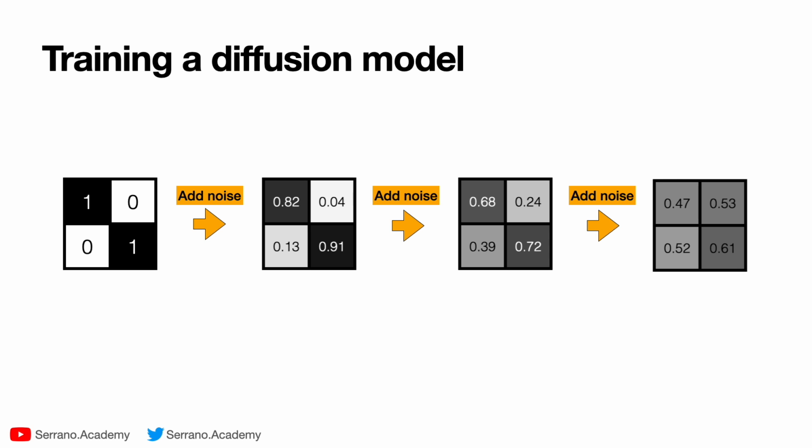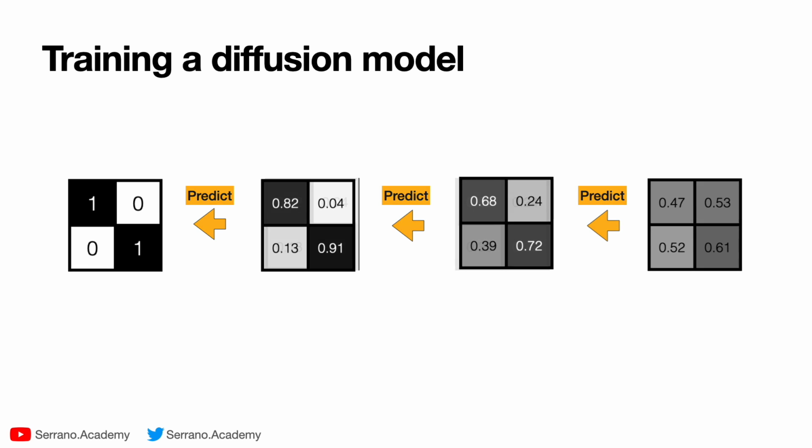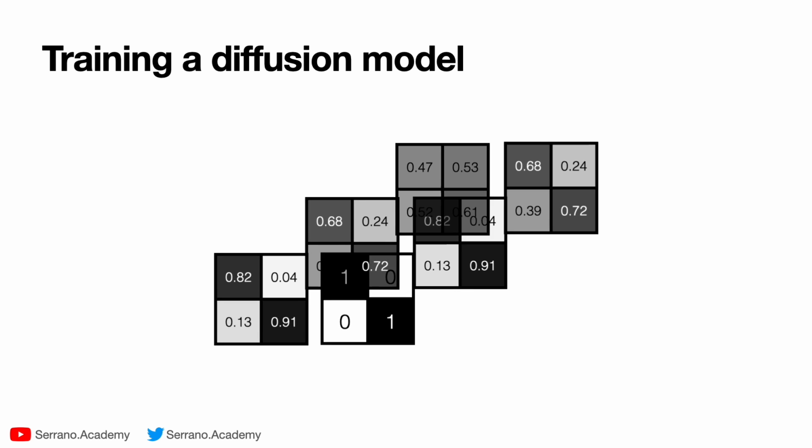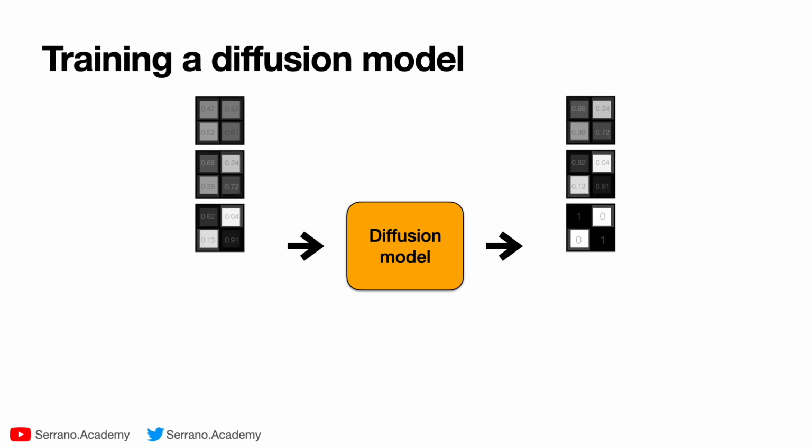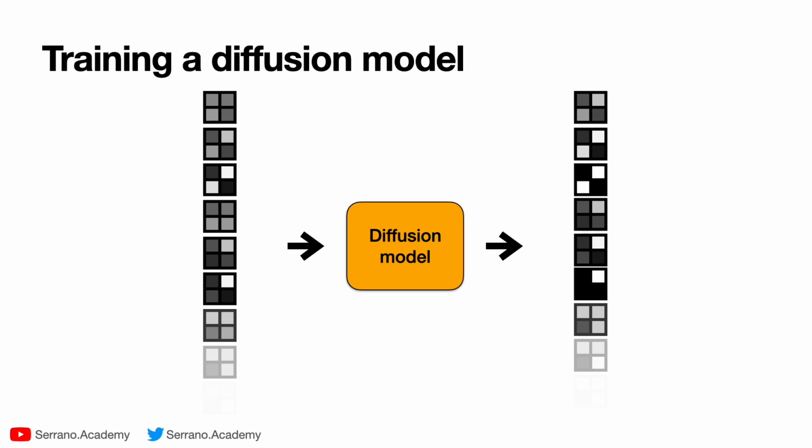And now what you're going to do is train a neural network to predict the previous one. So in other words, the input is the image with noise and the output is the image without noise for each one of the images. Now this is done for a bat. You also do it for the ball and for every image in the data set.